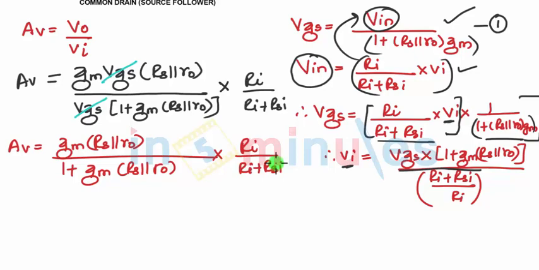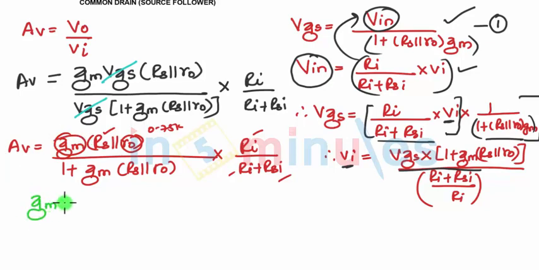Now coming to the problem, they have given us the values R1 and R2. RSI is given in the question. RS, the source resistance, is again given in the question as 0.75 kilo ohms. We don't know the value of RO, and we don't know the value of gm. So how do we find gm and RO?